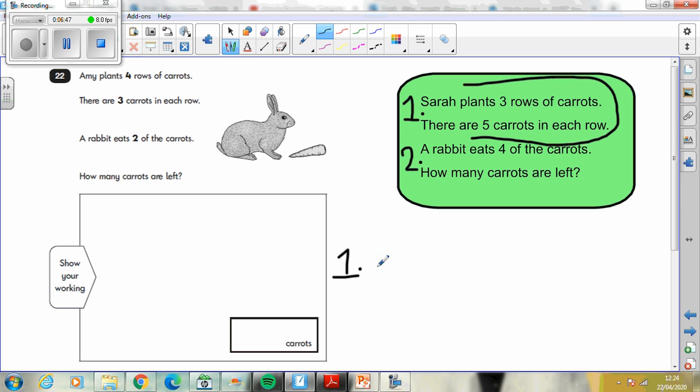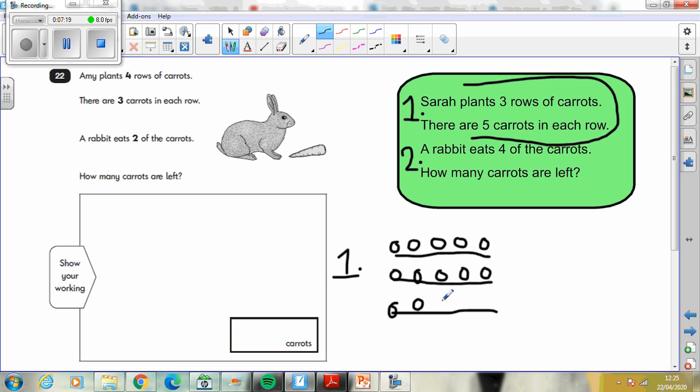So I've got 3 rows. 1, 2, 3. And I've got 5 carrots in each row. So 1, 2, 3, 4, 5. There's 1 row. 1, 2, 3, 4, 5. 2 rows, and 1, 2, 3, 4, 5. 3 rows with 5 carrots in each row.